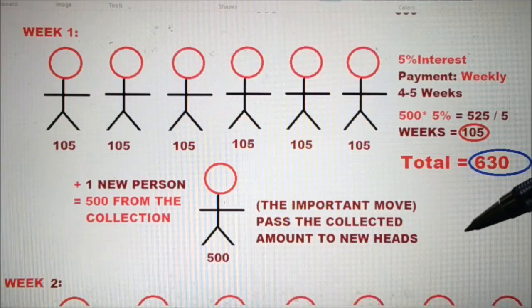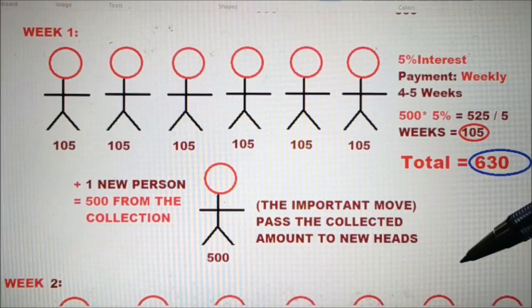Now, you can see your money grow. Because we had passed the collected amount to the new heads. This is the secret strategy here. Okay? You can see on week 2, this will grow so fast.